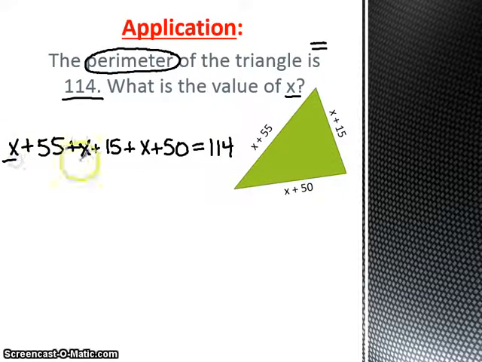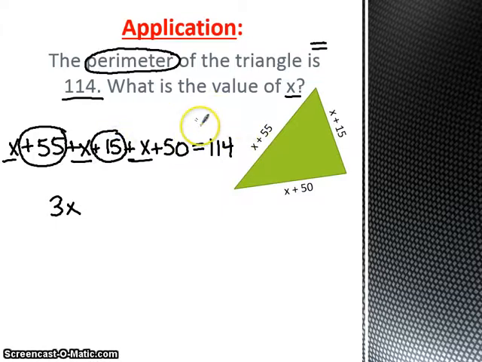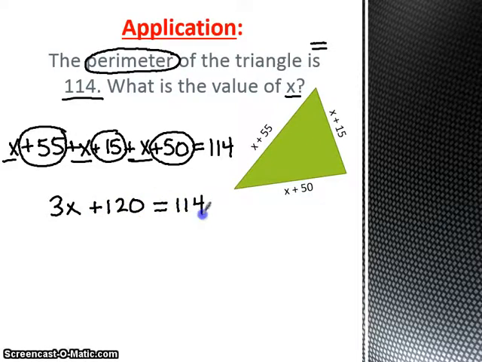Add them together, x plus x plus x makes 3x. Add our constants, 55 and 15 makes 70, plus 50 more makes 120. And that's equal to 114. Now this is a two-step equation. You could make or do an undo chart if you need to.